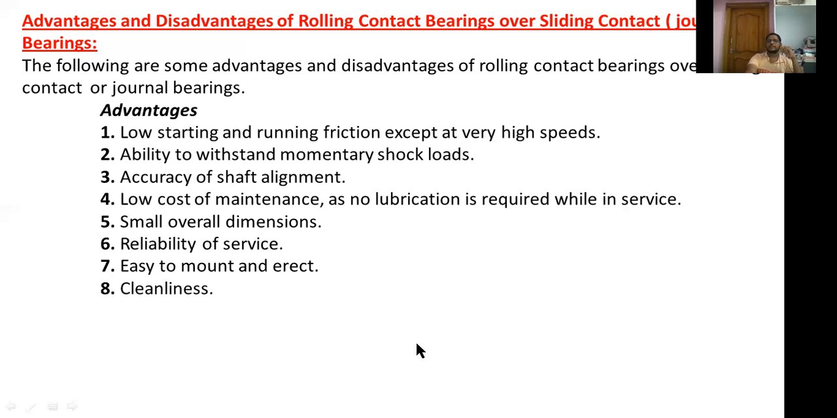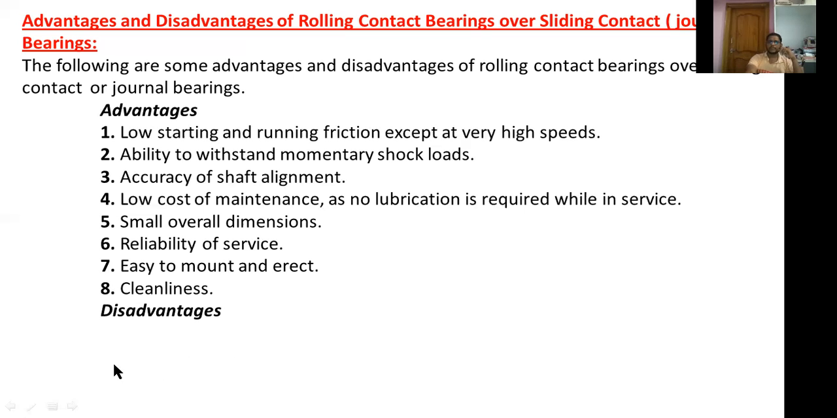And the ball bearings and roller bearings have cleanliness. That means the construction of these ball bearings and roller bearings is good and nice, and there is no need of external lubrication. That's why there are no dust particles or mud or oil on the surface of the bearings. You can maintain them very clean and neat.